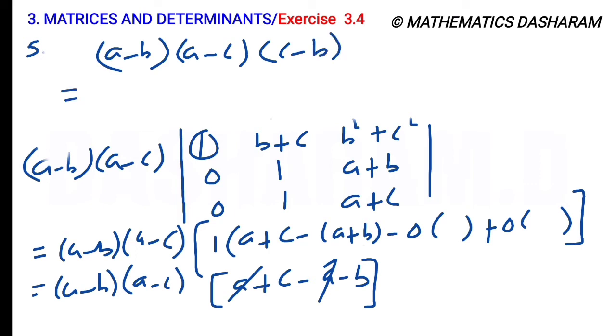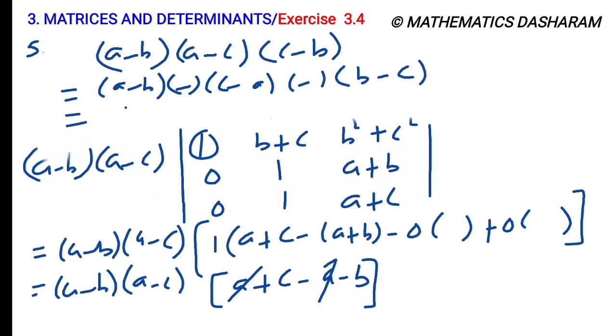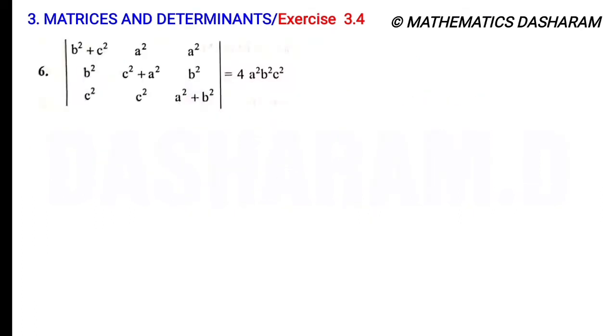So to get the required answer, (A minus B) into, from this we can take the minus common, C minus A, and from this we can take the minus common, then B minus C. So then it is equal to (A minus B), here minus into minus is plus, (B minus C) into (C minus A). So hence proved.